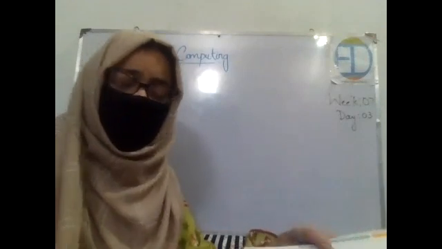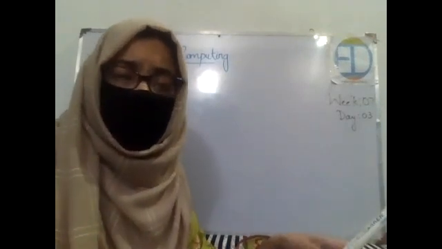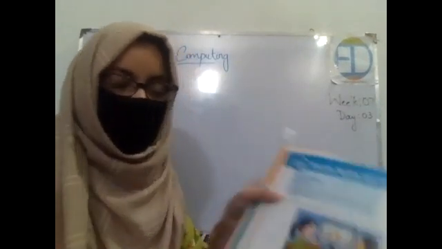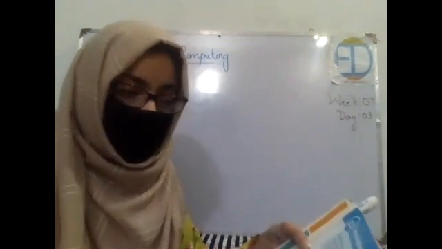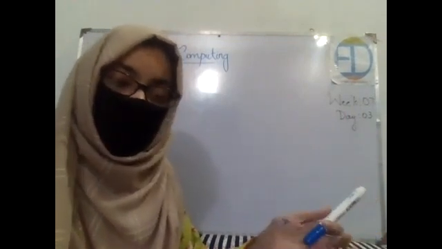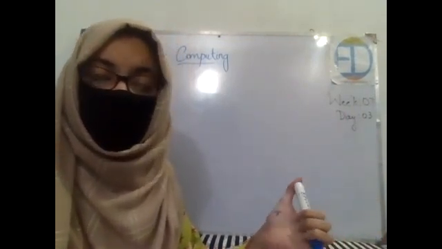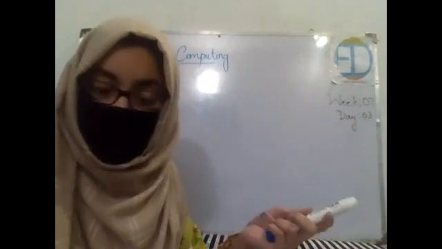So let's start with the reading of your book, page number 30. Open your book, page number 30, topic number 2.5. It is, are you feeling worried? Now, what we will be covering in this lesson is what you are supposed to do if you feel worried while using the internet, right?